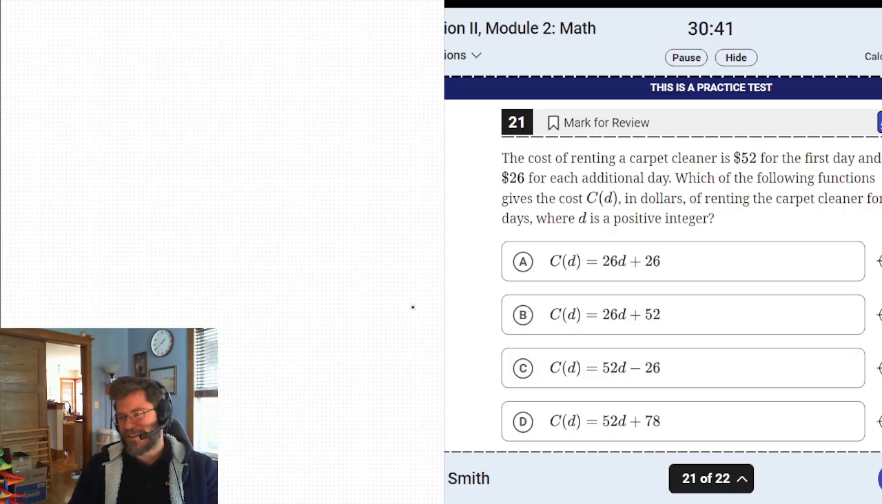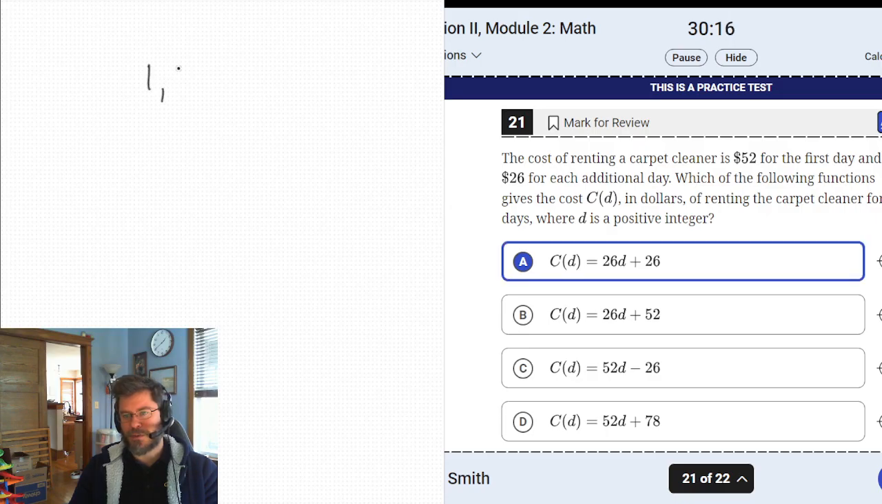All right. All the answer choices are linear functions. This feels like a gimme. Which of the following functions gives this for d days, where d is a positive integer? Yeah. 52 for the first day, 26 for each additional day. 26 is the slope, and 52 is the y-intercept. So day 1 is the key here. The first day is 52, so that's actually coordinate point 1, comma 52. That is not 0, comma 52. And it's 26 for each additional day. So we've got to keep in mind day 0 exists.